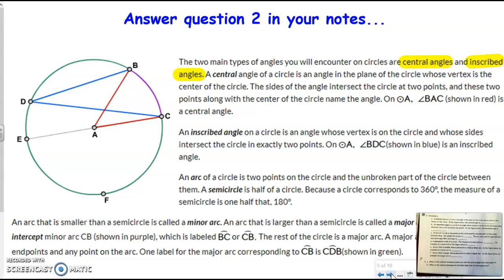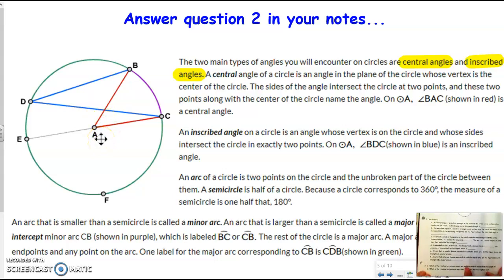There are two different types of angles that we encounter in circles: central angles and inscribed angles. A central angle is an angle in the plane of the circle whose vertex is the center of the circle, and the sides of the angle are both radii of the circle. Here in circle A, you have radius AB and radius AC, and this angle, angle BAC, is what we call a central angle. In your notes, we could say angle BAC or angle CAB. But again, the sides of the angle are both radii of the circle, and the vertex is the center of the circle.